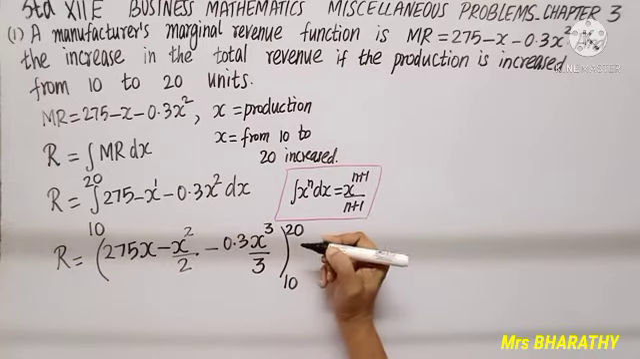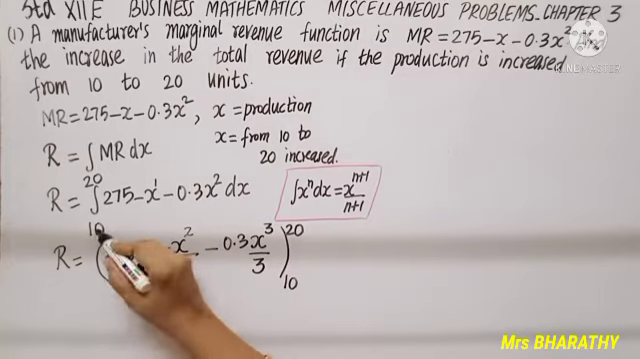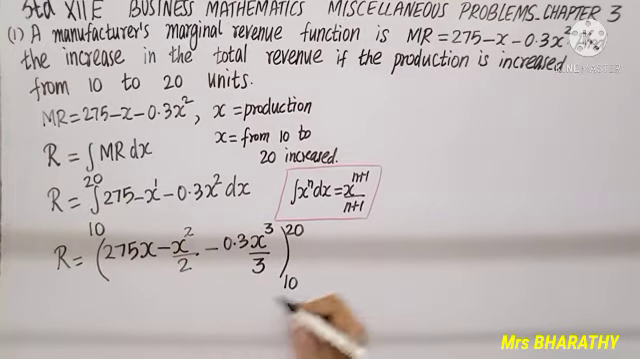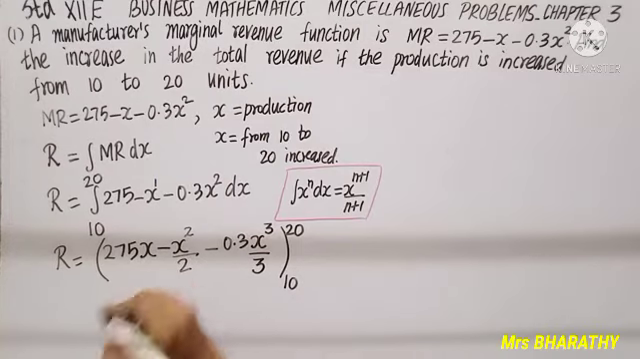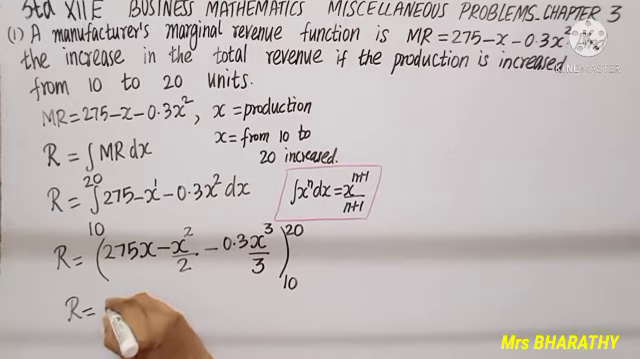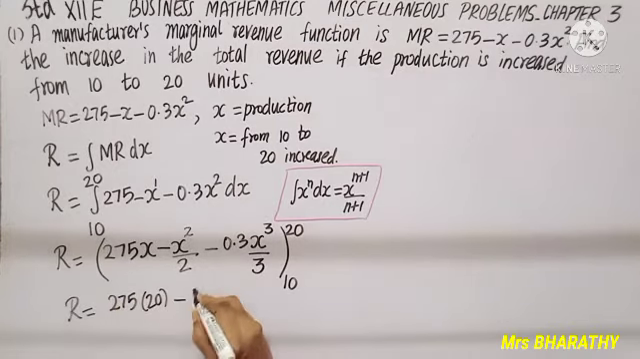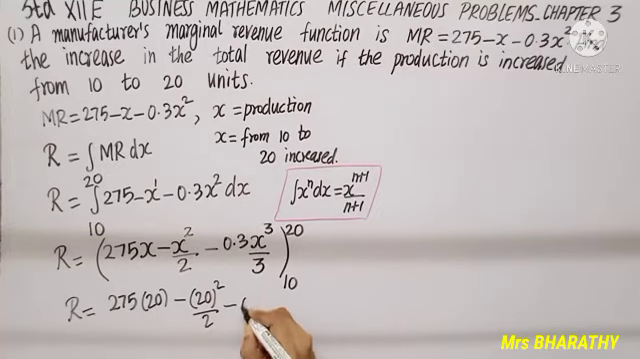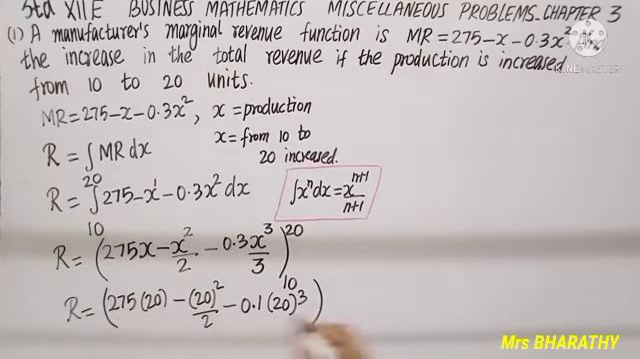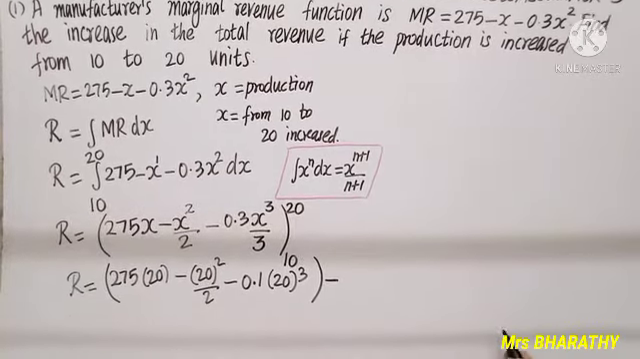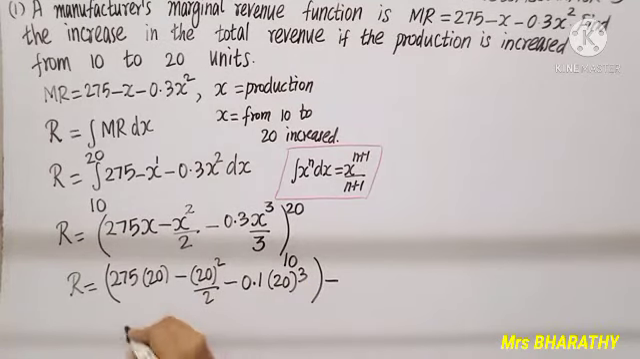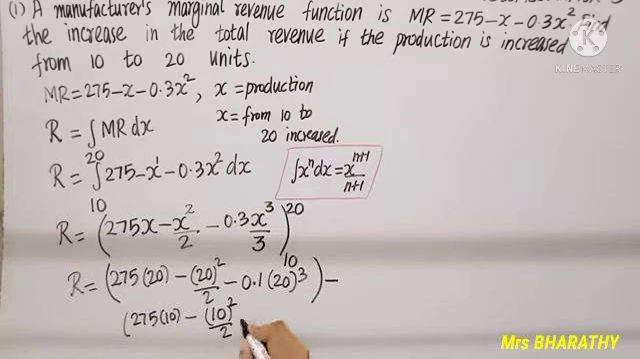Let us remember we used to put plus C, but if limits are given for the integral, we should not put C. As I substitute, R equals 275 into 20 minus 20 square by 2 minus 0.3 by 3, I can cancel, it is 0.1, 20 cube, upper limit, minus, we need to put lower limit, wherever X comes put 10, it is 275 into 10 minus 10 square by 2 minus 0.1, 10 cube.